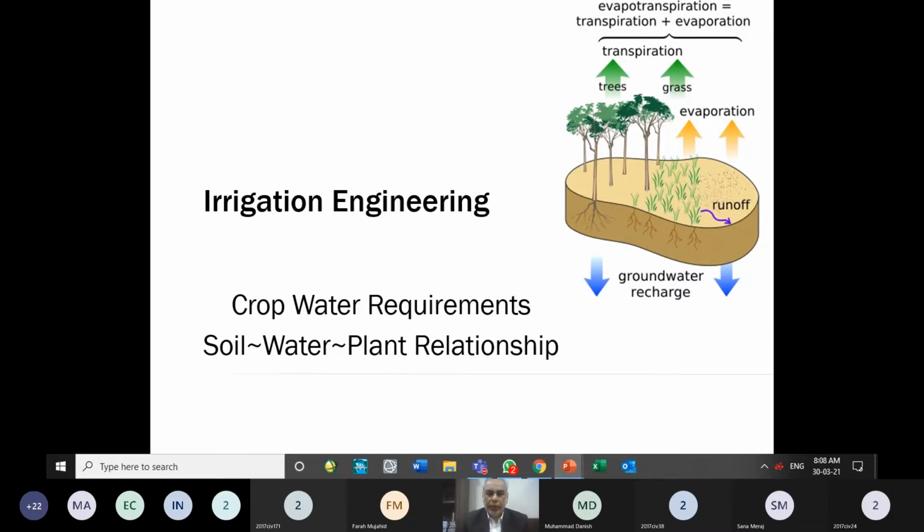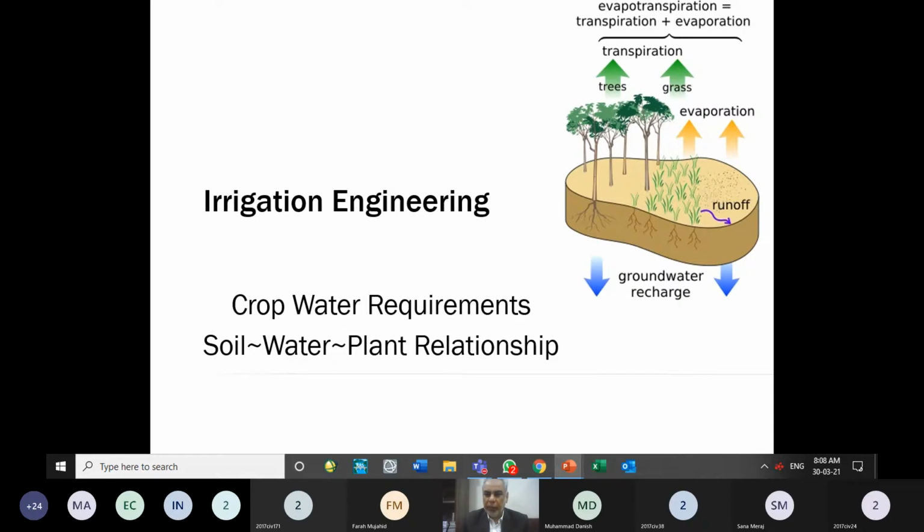Today we are starting the new topic. It is regarding how to calculate water requirement for crops, and what is the necessity of doing it. Why we have to calculate crop water requirement. And the second part will tell me the relationship between water in soil and its relationship with the plants.